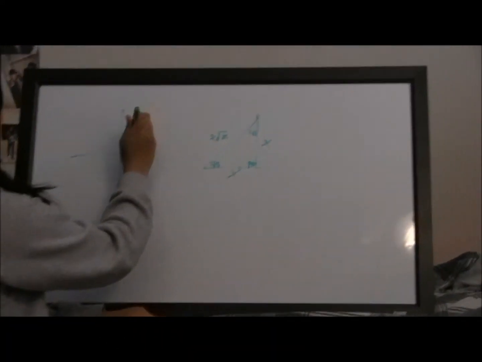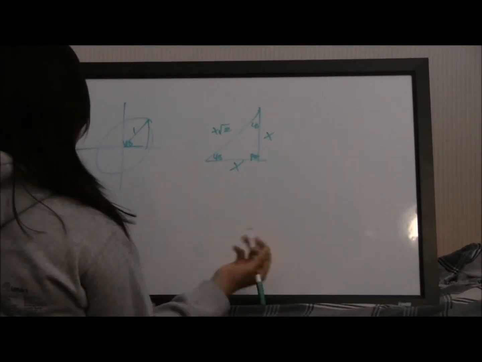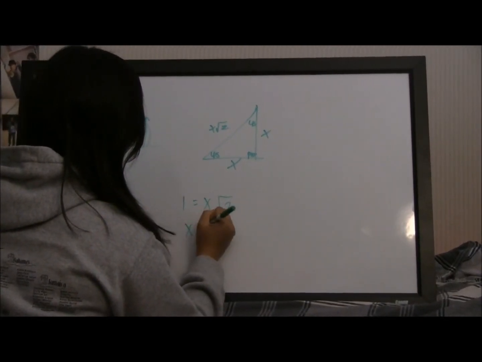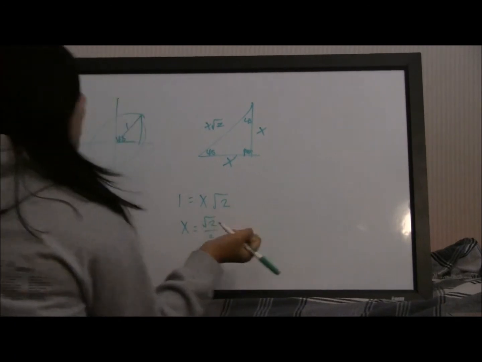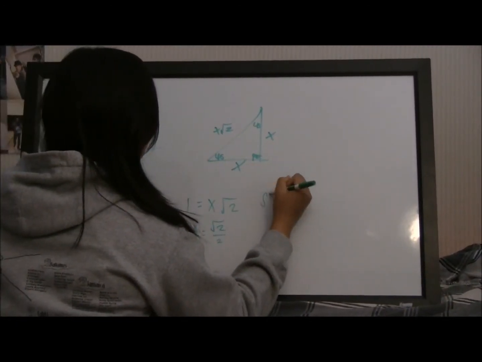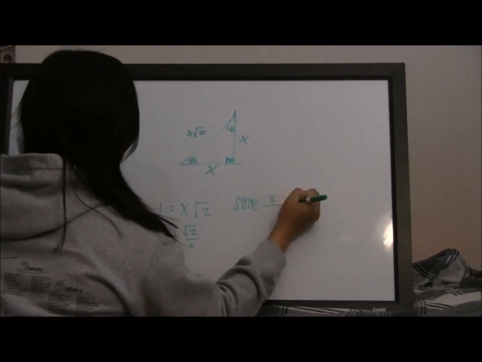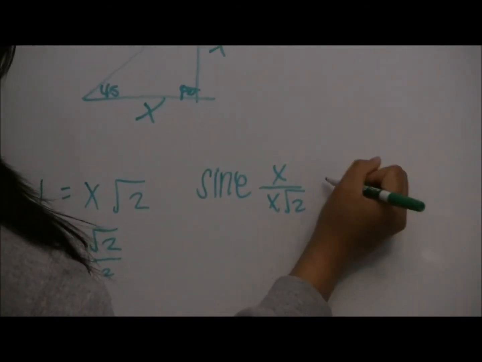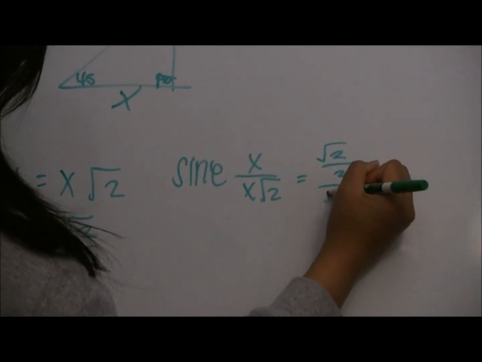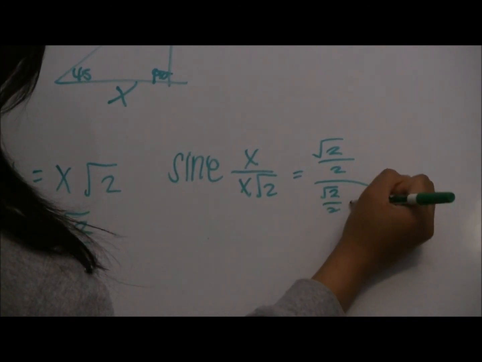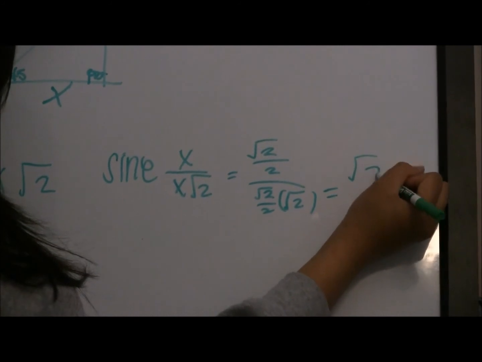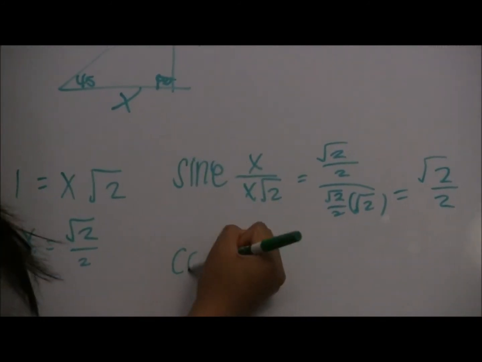Since you know that in a unit circle the radius is 1, the hypotenuse is also 1. So you make it 1 equals x rad 2, and x equals rad 2 over 2. And then to find sine, it's opposite over hypotenuse, so sine is x over x rad 2. And then I plugged it in and got rad 2 over 2 over rad 2 over 2 times rad 2. And then it just equals rad 2 over 2. And for cosine, you do the same.